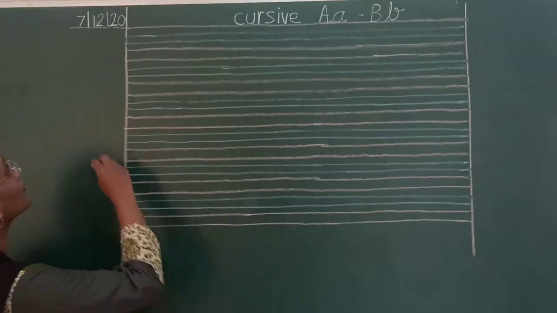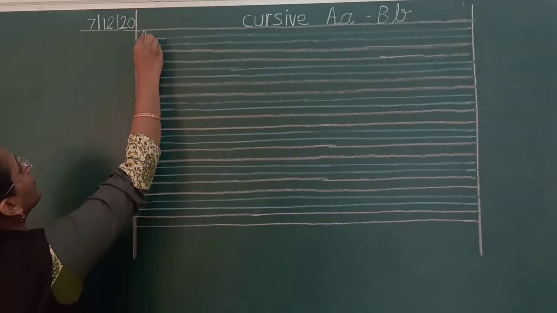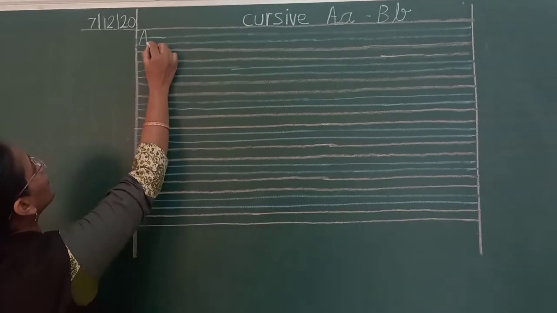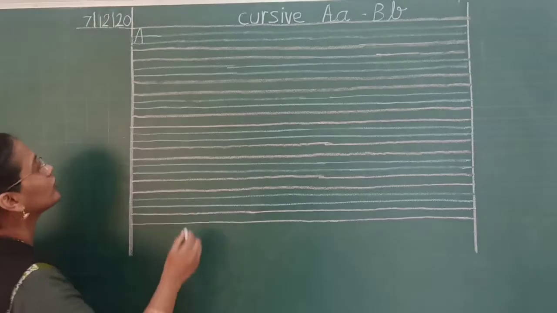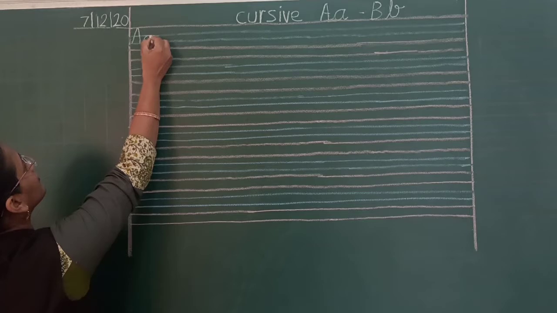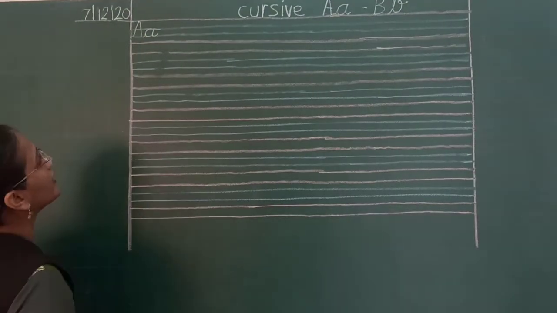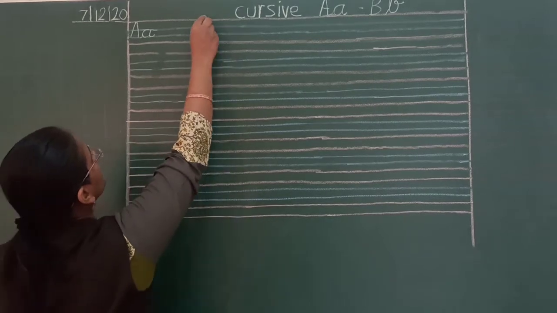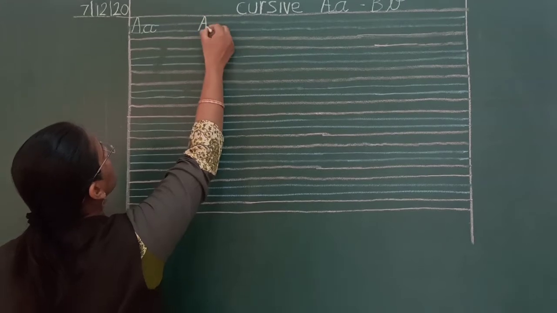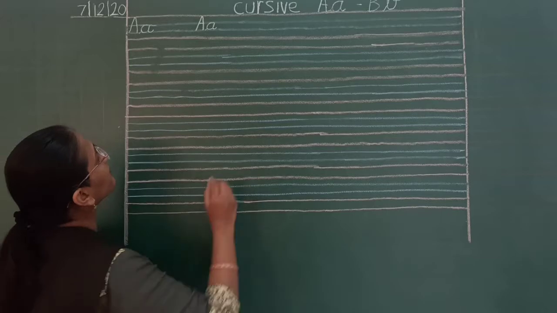Start from your margin line and, just like your print letter, write capital A. To write small a, you have to put a tail to that letter. Like this you have to draw. This is your cursive small alphabet a. Like this we will write again. This is your capital A, and you have to write all this in your notebook. And this is your small a.